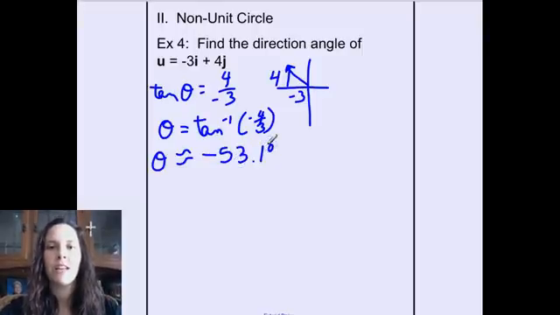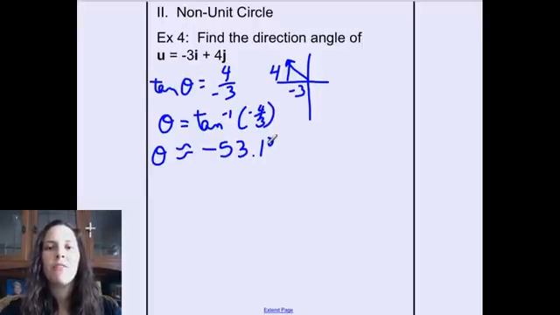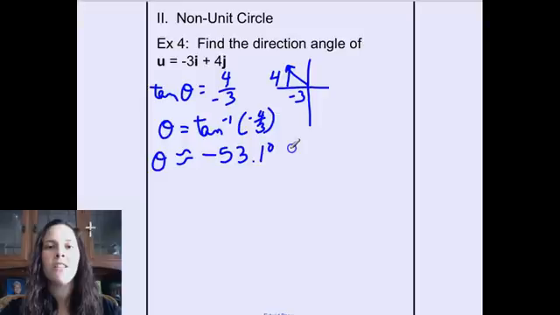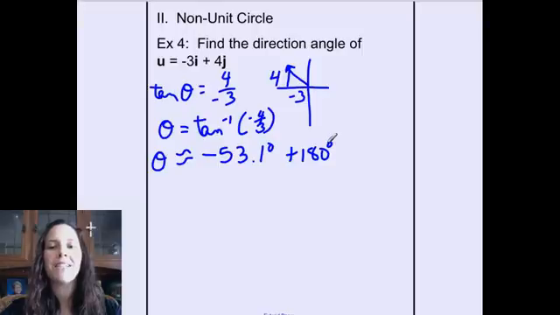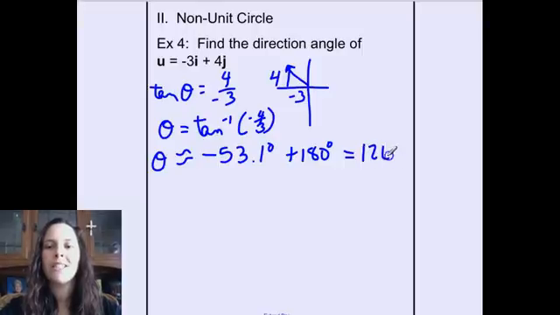Our calculator gives us a -53.1 degree angle. Because our direction angle has to be positive, we have to think about where that is on the unit circle and how to get that positive angle instead. Remember, tangent has a period of 180 degrees, so if we add 180 degrees, we will get a positive angle in the second quadrant where our vector is. We get a 126.9 degree angle for our direction angle.